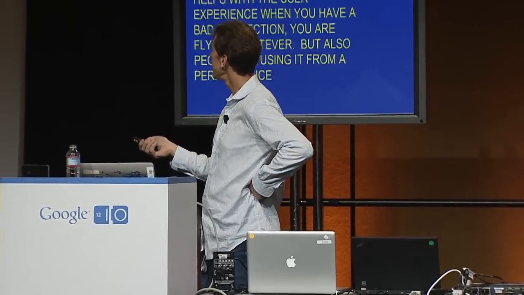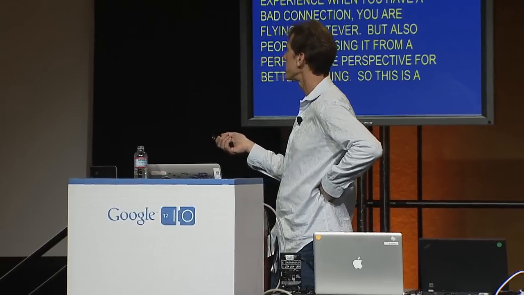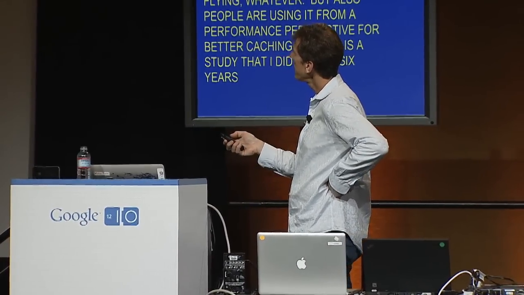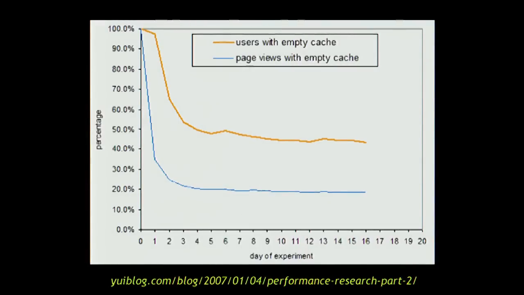But also people are using it from a performance perspective for better caching. So this is a study I did 5 or 6 years ago with Tenny Toyer when we were at Yahoo. It's been a long time, but I've talked to people at other big web companies who have run the same experiment, and they basically get the same results. So I encourage you to run it on your website. Basically, we put a hidden pixel in every page, and we tracked how often people made a request with or without an If-Modified-Since header. If they send an If-Modified-Since request, it means they have it in the cache. If they don't, it means they don't have it in the cache.